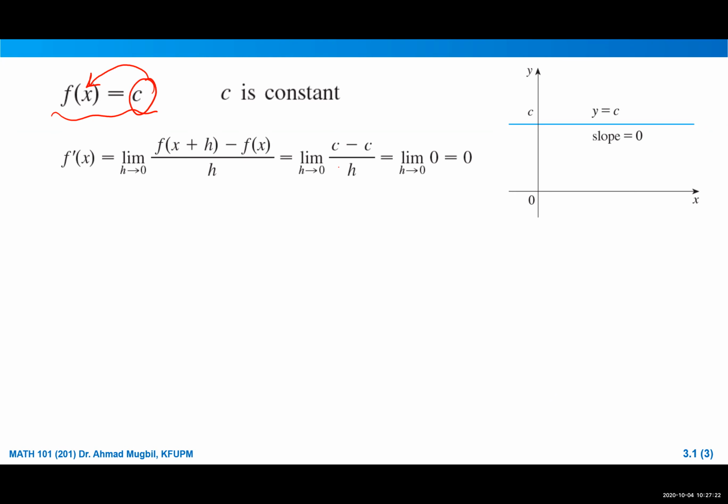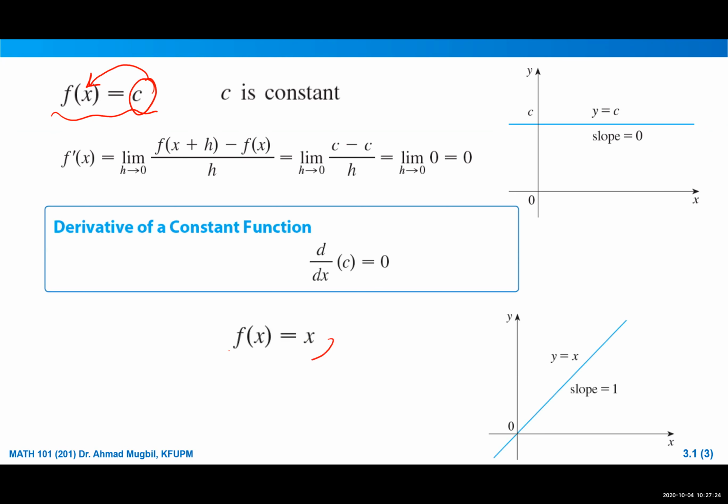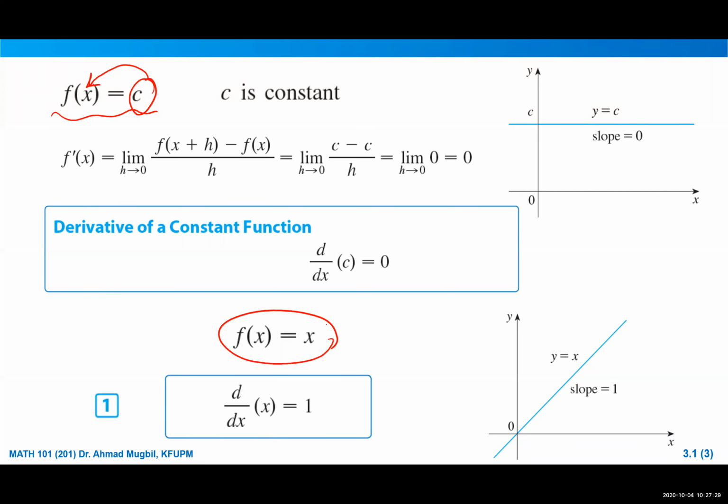Similarly, if f of x equals x, then its derivative is 1. And you can use the definition also, because this will be x plus h minus x. This will be cancelled, and you have h over h, which is 1. So the derivative of x is 1.